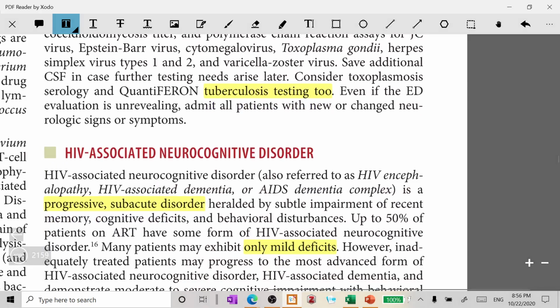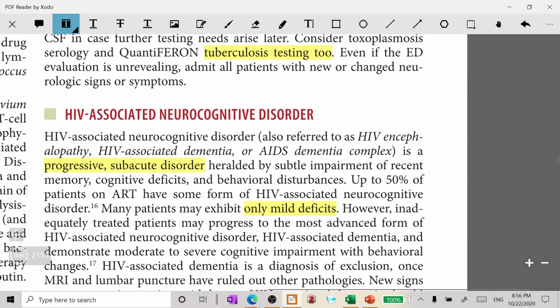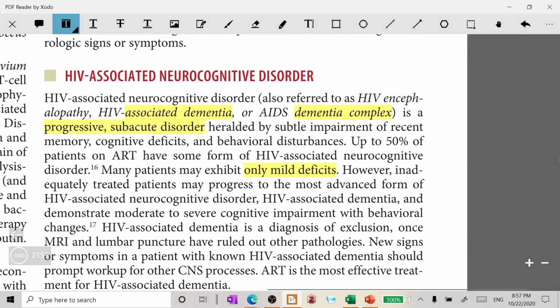Now let us dive into the specifics of the HIV associated diseases. The first one is HIV associated neurocognitive disorder. It is also referred to as HIV encephalopathy, HIV associated dementia, or AIDS dementia complex. It is a subacute, progressive disease, and you might find it very subtle. There are nuances which you might find in these patients, like recent memory and cognitive deficits, or there might be some behavioral disturbances.